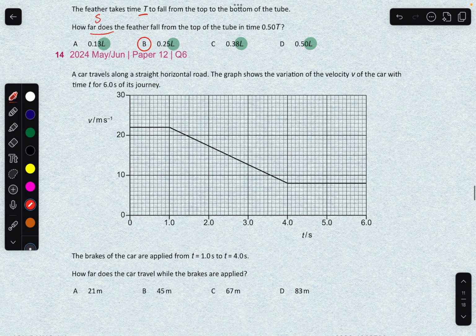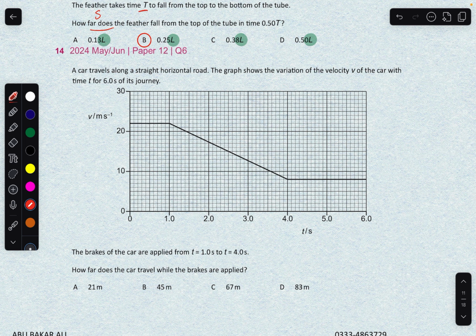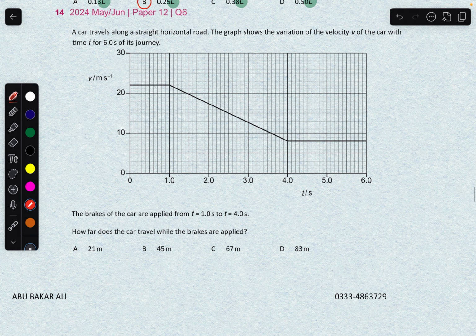Okay, so in the next question, a car travels along a straight horizontal road. The graph shows the variation of the velocity of the car with the time t for 6 seconds of its journey. The brake of the car is applied for 3 seconds, from 1 to 4 seconds. How far does the car travel while the brakes are applied? Okay, while the brakes are applied. So it means from this point till this point you have to find. So you have to find the area under the graph.